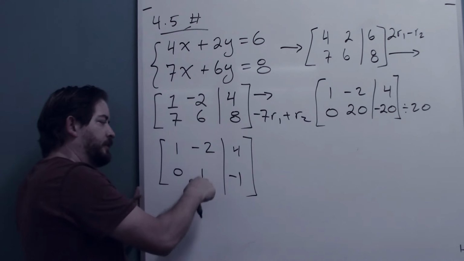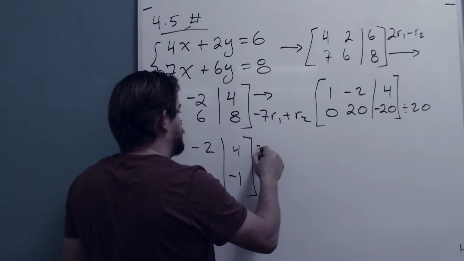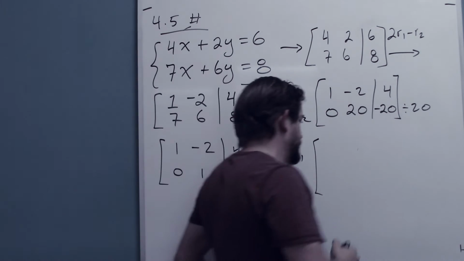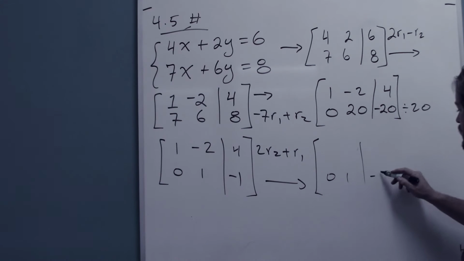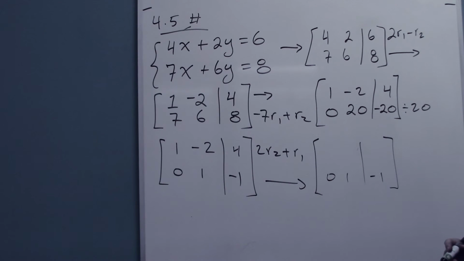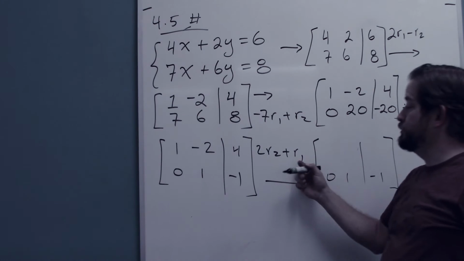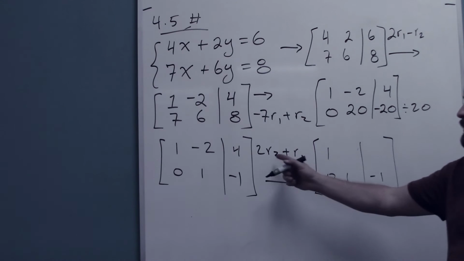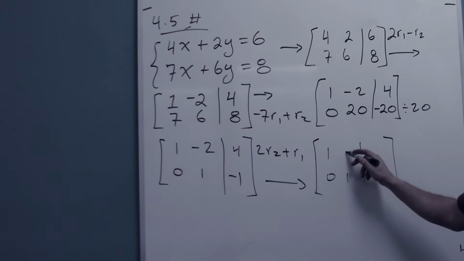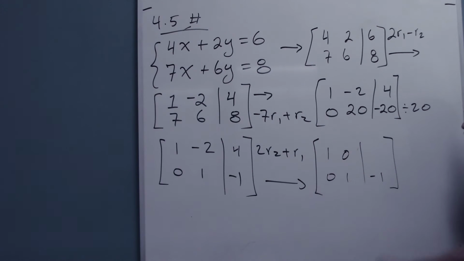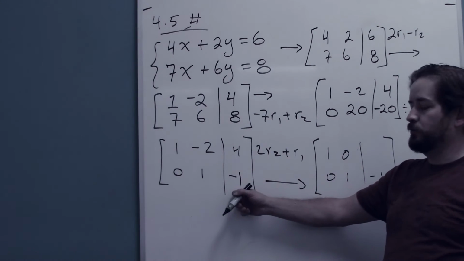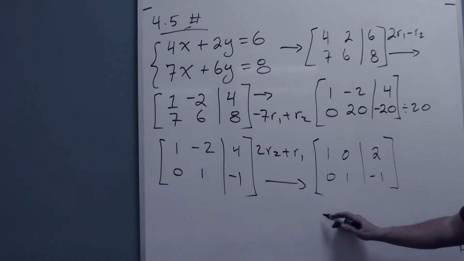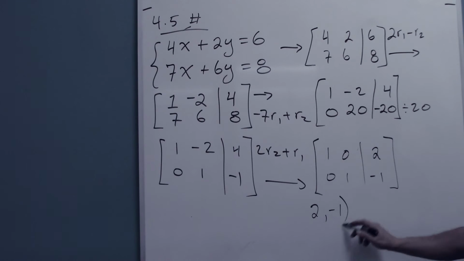Now I want the 0 here, and I'm going to use this to get it. So I take 2 row 2's and add it to row 1. Bottom's going to stay the same, so I get 0, 1, negative 1. Top is 2 row 2's plus row 1, so 2 times 0 is 0, plus 1 is 1. Great. 2 times 1 is 2, plus negative 2 is 0. Great. I have what I want on the left-hand side here. 2 times negative 1 is negative 2, plus 4 is a positive 2, and that's my solution. X is 2, y is negative 1.